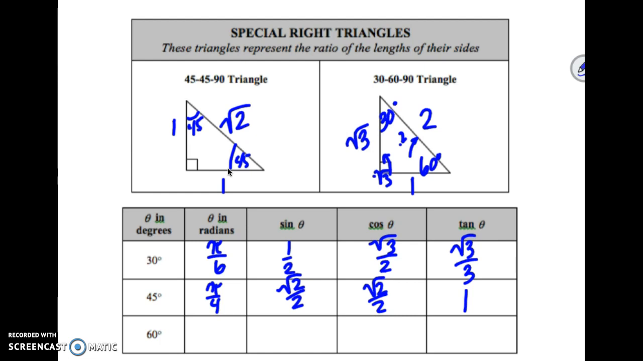And finally, 60 degrees is equivalent to pi over 3 radians. Sine of pi over 3, or sine of 60 degrees, is the square root of 3 over 2. Cosine of 60 degrees, or cosine of pi over 3, is just 1/2. And then tangent of 60 degrees, or pi over 3, is just the square root of 3.